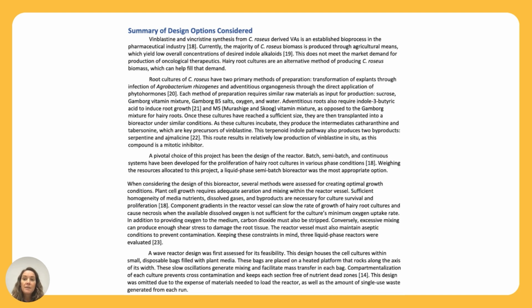Next, I wanted to highlight some of the language they use in this section. The third paragraph starts with a pivotal choice, signaling to their reader the importance of what they're about to explain. And then ending that paragraph with weighing the resources allocated to this project gives the reader a reason as to why they made the choice that they did. In the fourth paragraph, they are then laying the foundation for why they chose the 3 liquid phase reactors to evaluate. Overall, one of the main strengths of this team is how they thoroughly explain the alternatives considered, creating buy-in from their audience.